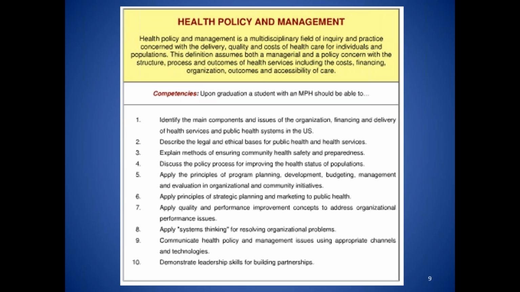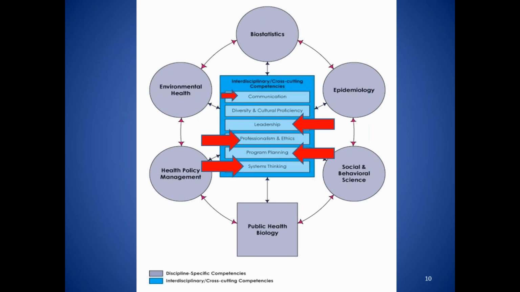The second source of guidance I used, one other thing related to that one. Each of the 5 core areas is represented by one of those circles in the schematic. In addition to that, the ASPPH document referred to a set of interdisciplinary or cross-cutting competencies. I'm going to touch on several of those that I think would normally also be included in a course in health policy and management. To some extent, communication, I think that's frequently also addressed in social and behavioral science.